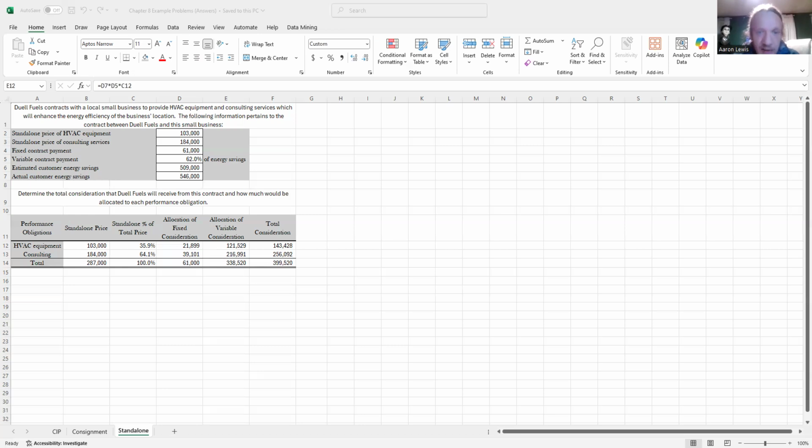But not all of that's going to go to the HVAC equipment. Only 35.9% of that should be going to the HVAC equipment. So I'm going to go back into my formula over here, double click, and multiply that by the 35.9%. For this variable consideration, I just take the actual savings, multiply it by the percentage that we're getting according to our contract, and then multiply that again by the percentage that should be assigned to this particular component product. And now that comes out to $121,529.